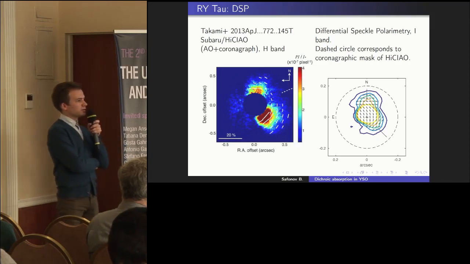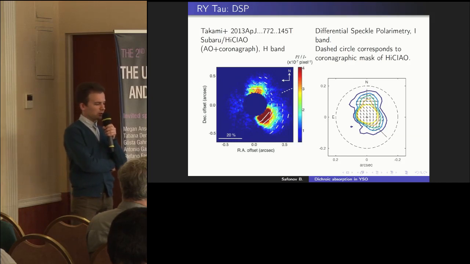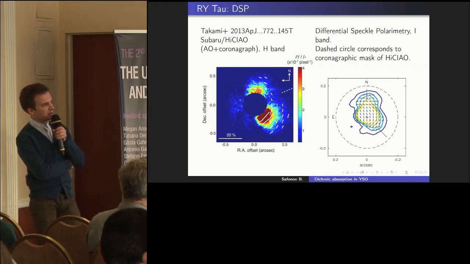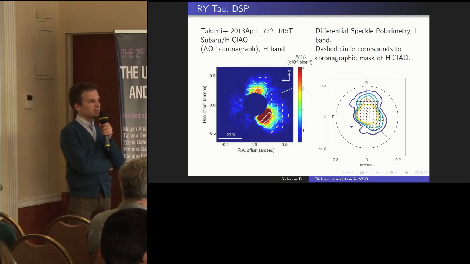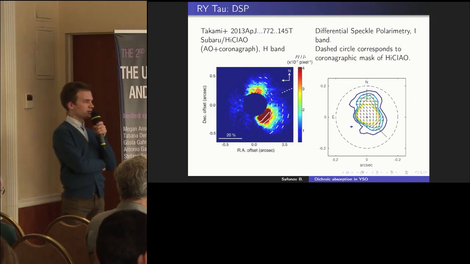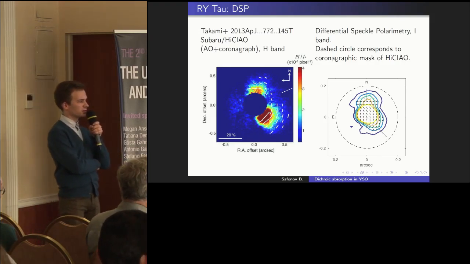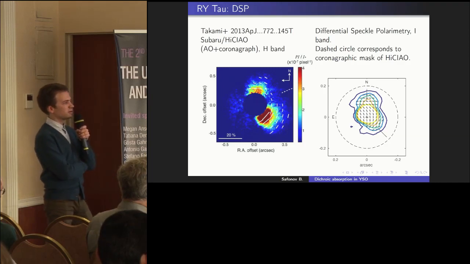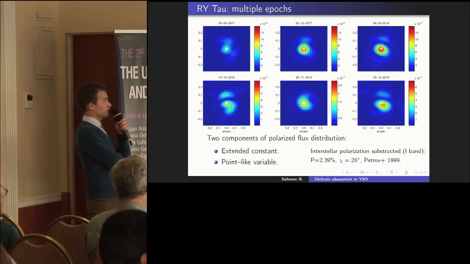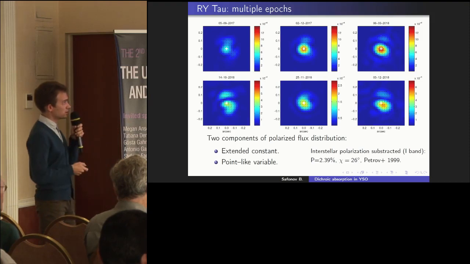In the model of generation of polarization of UX Ori variables by scattering, one can expect that the polarized flux structure, the nebula in polarized flux, should be more or less stable, and the majority of variability is due to the variable brightness of the unpolarized star. In the case of RY Tauri, we can see something completely opposite.